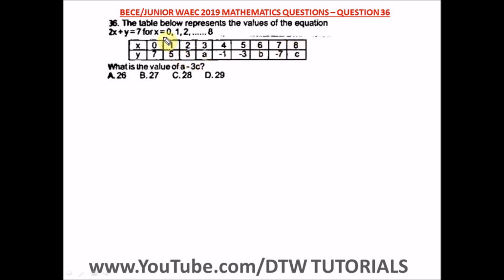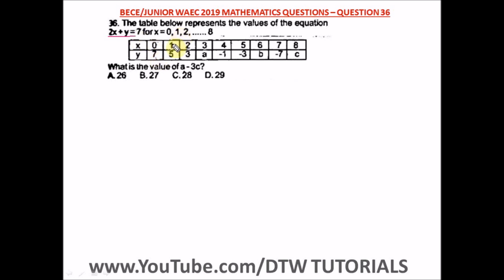Okay, so I hope you know what this means. The table below represents the values of the equation for x equal to these values. That is, when you put in x as 0 into this particular equation, you will get 7 as your answer.